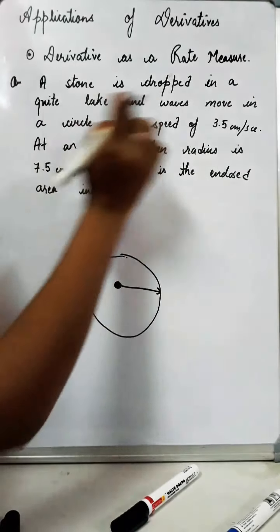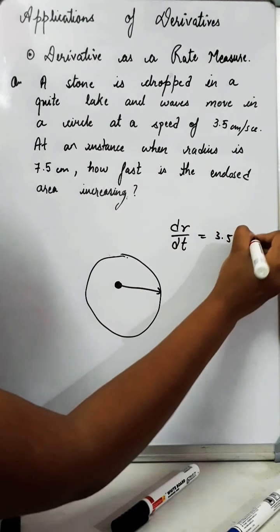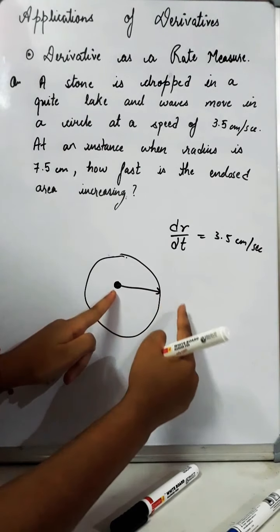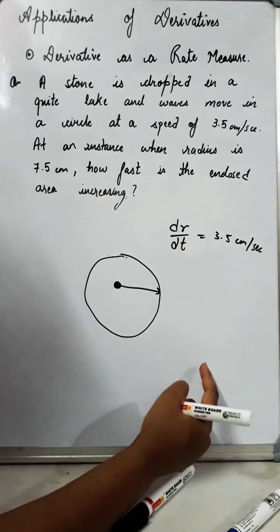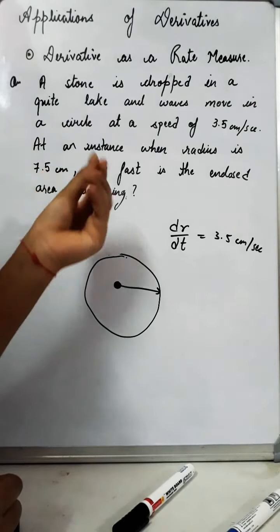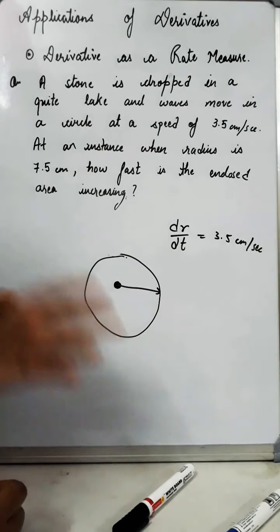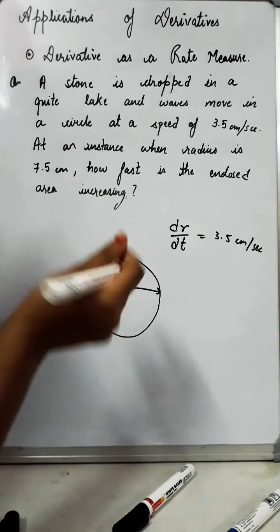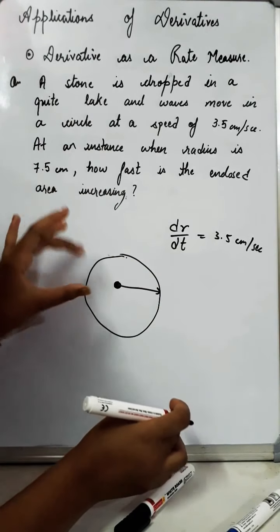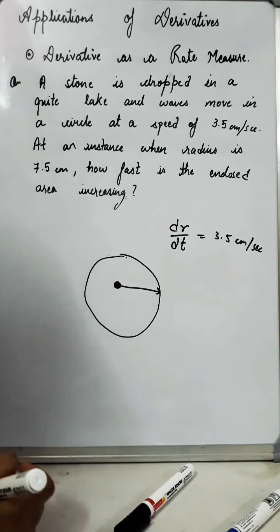And time. So according to your question, you are given dr by dt. dr by dt is 3.5 centimeter per second. Speed is your distance upon time. In the place of distance, you will consider the radius of this circle. So dr by dt is 3.5 centimeter per second. Now, at an instance when the radius is 7.5 centimeter, how fast is the enclosed area increasing? Means we have to find the rate of change in the area of this circle, the rate of increment in the area of this circle. Getting the question? Now let us solve this.